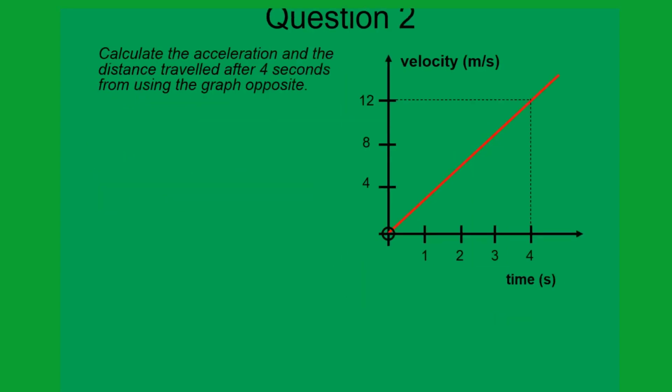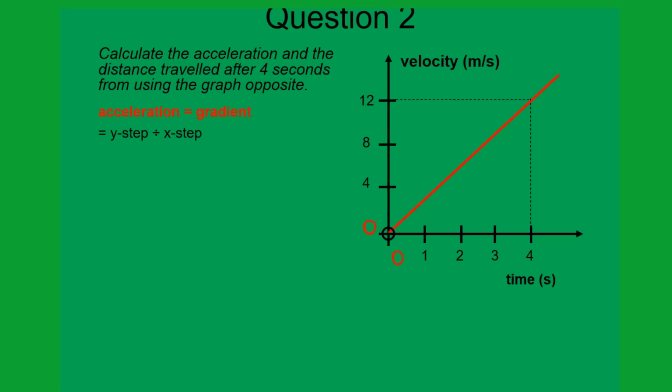Then look at question number 2. Calculate the acceleration and the distance traveled after 4 seconds using the graph opposite. Look at the graph. Here the initial velocity is 0 when time is 0. So first we have to find out the acceleration. From this graph it is observed that the velocity time graph is a straight line, a steeper straight line. So it represents that the moving object moves with uniform acceleration or constant acceleration. So acceleration equals the gradient or slope of the velocity time graph.